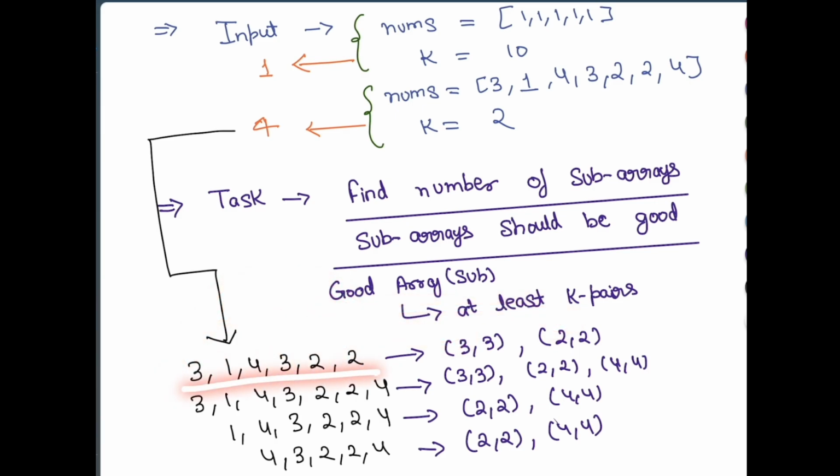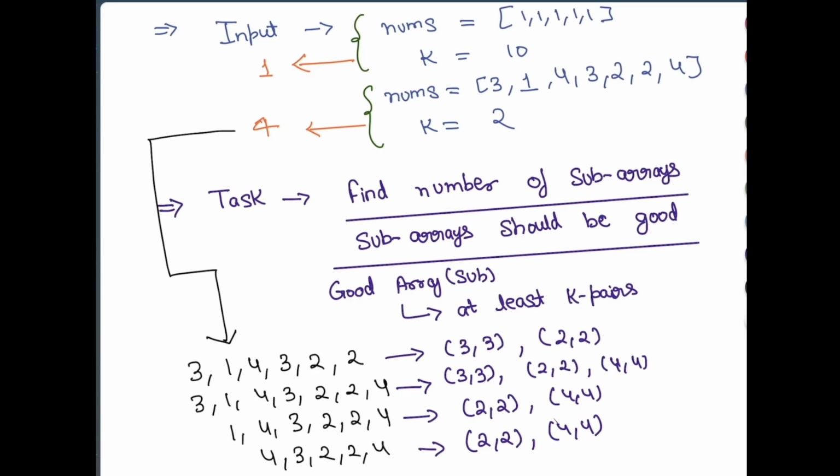So from this subarray, I can get two pairs, right? And the question says that any subarray is a good subarray when it has at least 2 pairs, or k pairs. The value of k is 2 right now for this particular input. So that's why I am saying 2 pairs. And you can understand it by saying that you need to form k pairs.